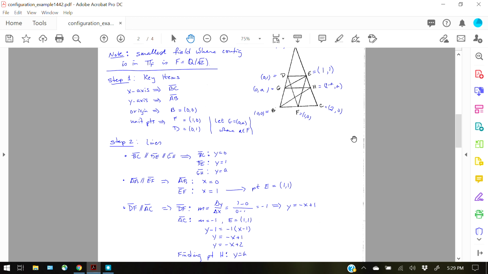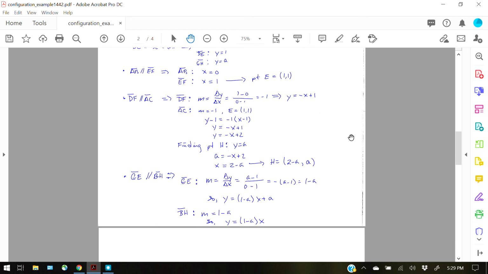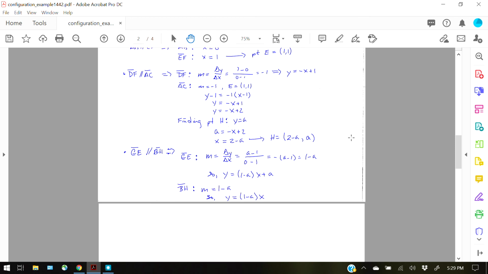So let's see if we can't find the slope of BH a different way. Okay? So I'll mark what we did here. This here is simply because GE and BH are parallel. But suppose we used points B, which is 0, 0, and H was 2 minus a comma a to find our slope.